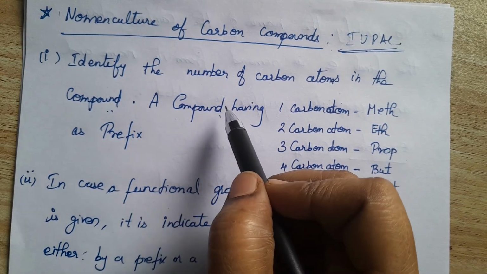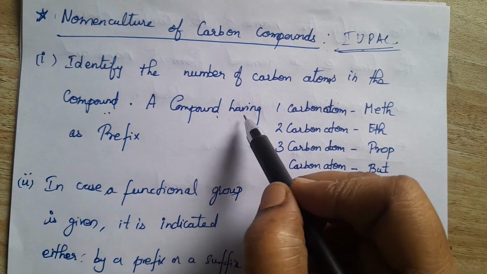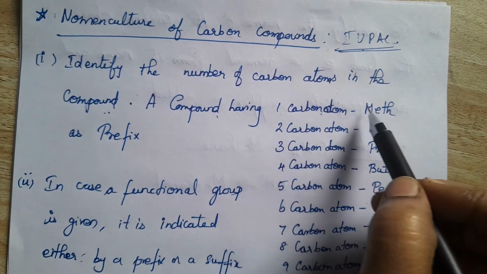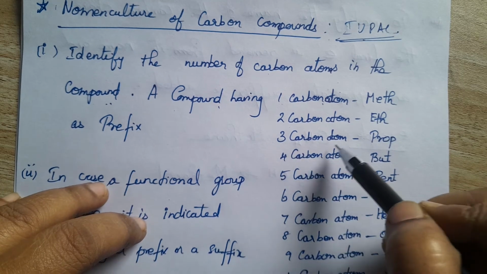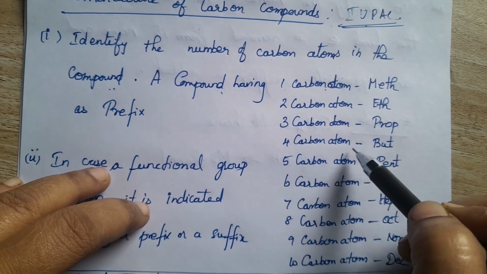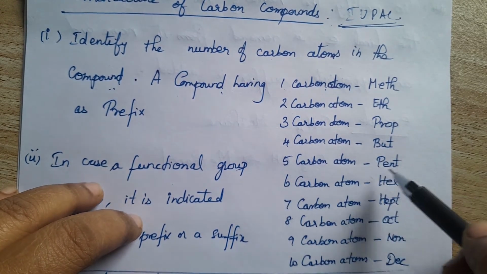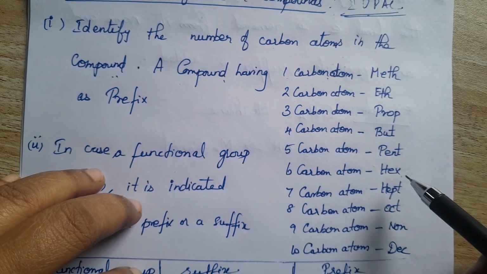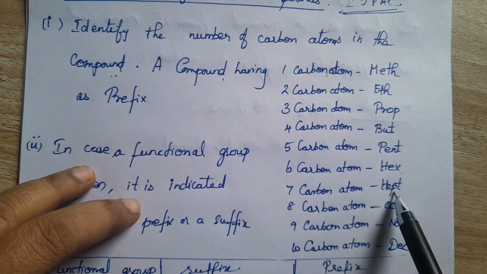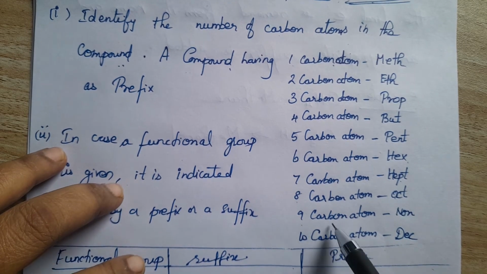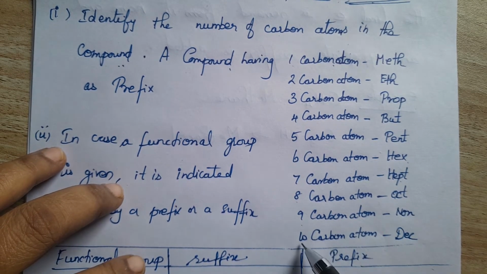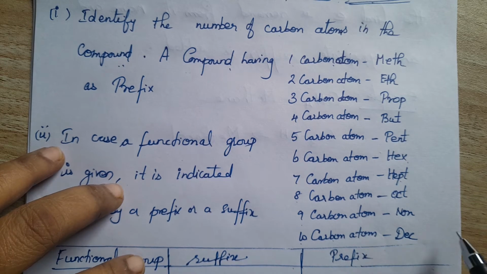If a compound has one carbon, we'll call it meth. Two carbon atoms means eth. Three carbon atoms, prop. Four carbon atoms, but. Five carbon atoms, pent. Six carbon atoms, hex. Seven carbon atoms, hept. Eight carbon atoms means oct. Nine carbon atoms means non. Ten carbon atoms means dec.